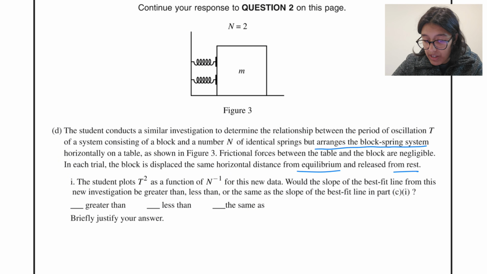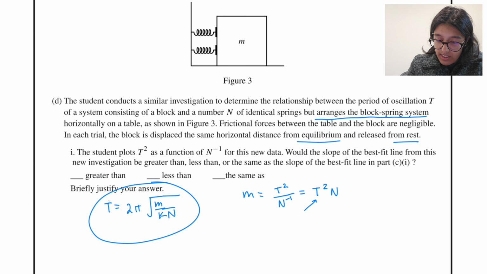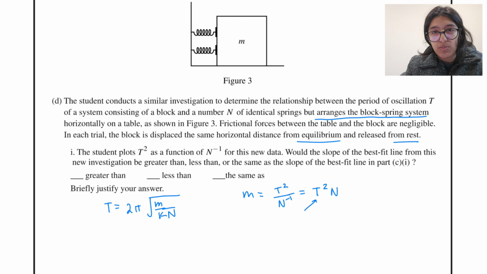So the slope of that best fit line was t squared over n to the power minus 1, or in other words, t squared n. But let's actually find the value of t. I know that t is equal to 2 pi square root of m over k, and I know that these springs are in parallel, right? So this k is once again going to become kn if we have those n springs. And I think that's pretty much it, because this looks exactly the same as the previous equation we got.